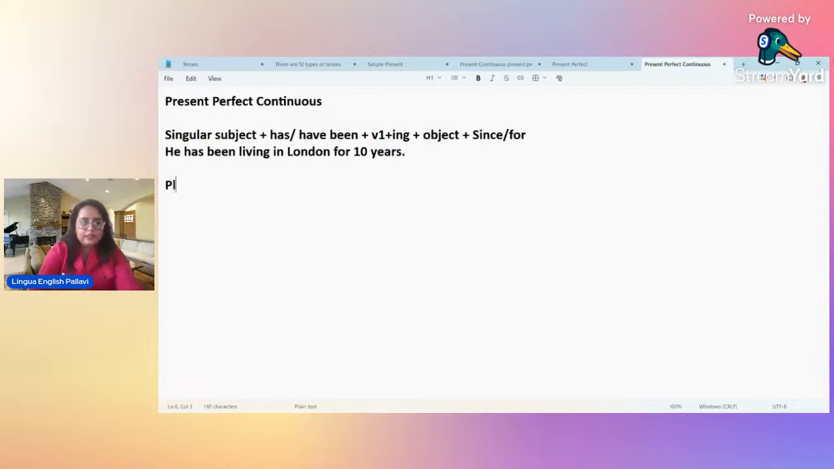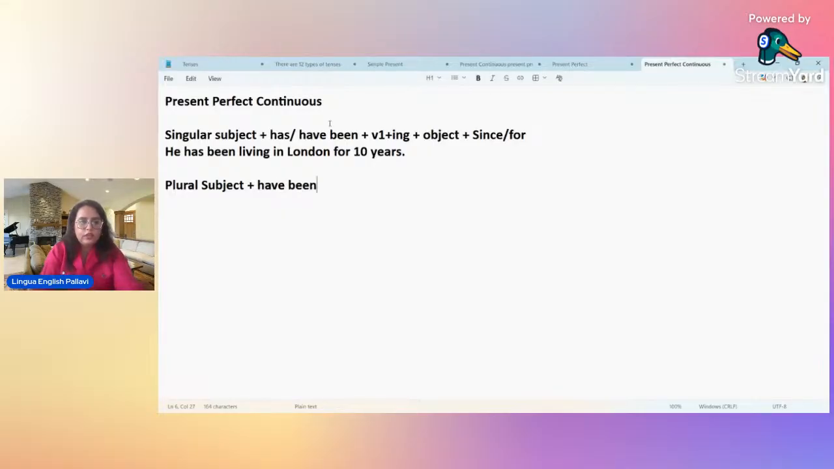Now, the next rule goes with the plural subject. So it is plural subject plus has or have been. With a plural subject, we use have been.